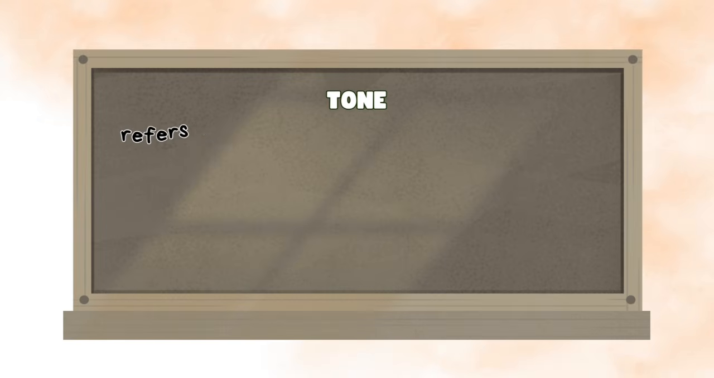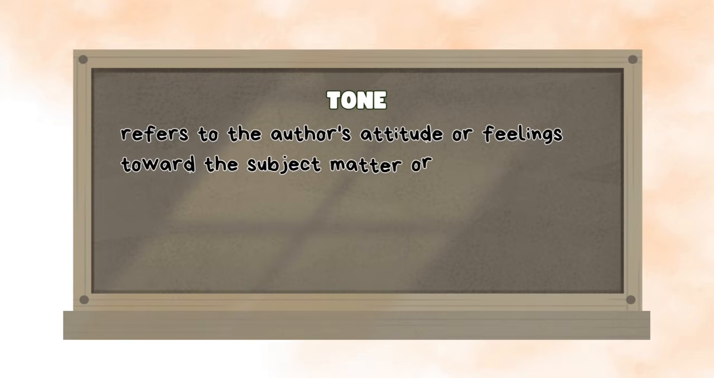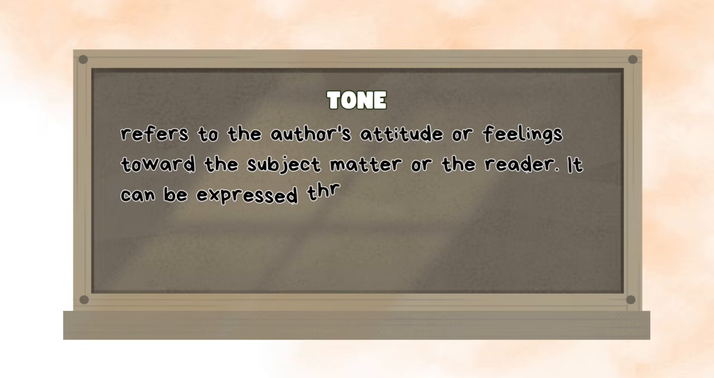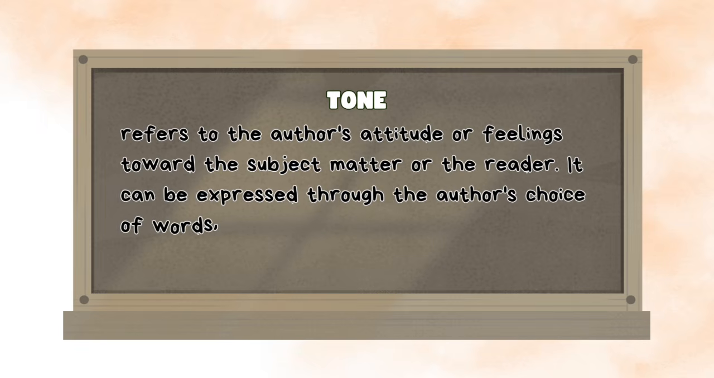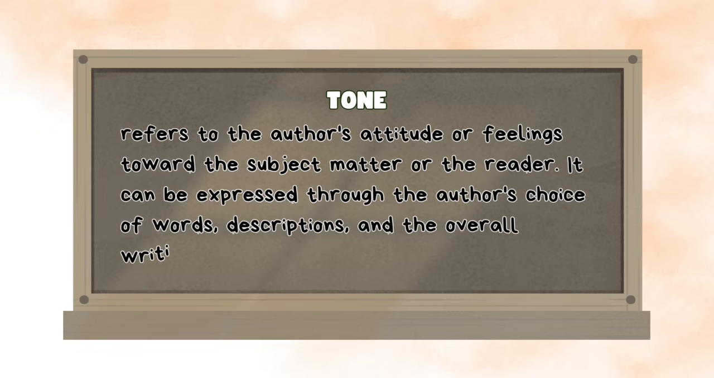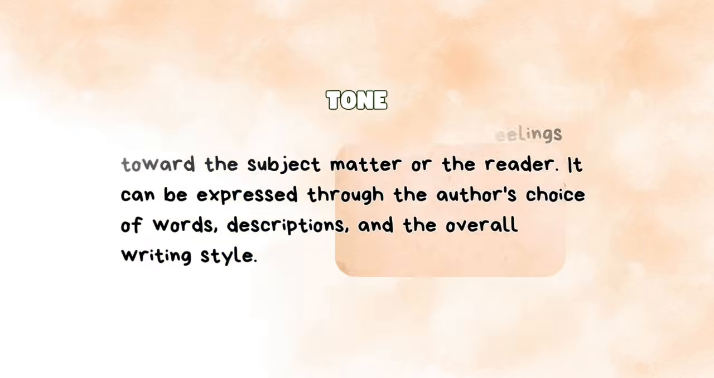Now let's talk about tone. It refers to the author's attitude or feelings toward the subject matter or the reader. It can be expressed through the author's choice of words, descriptions, and the overall writing style. Meaning to say, it tells us the author's attitude in the story. For example, serious, playful, or caring. That is an example of the tone of the story.